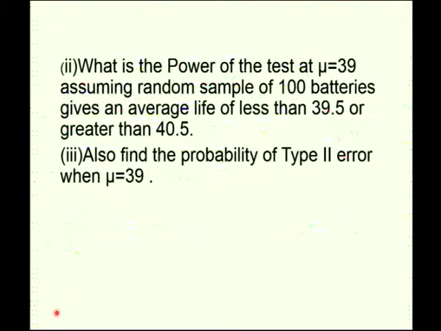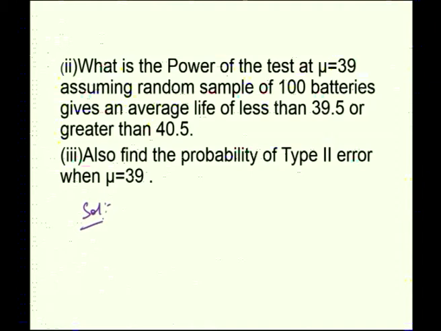What is the power of the test at mu is equal to 39, assuming a random sample of 100 batteries gives an average life of less than 39.5 or greater than 40.5? Also find the probability of type 2 error when mu is equal to 39. We shall work out this problem.